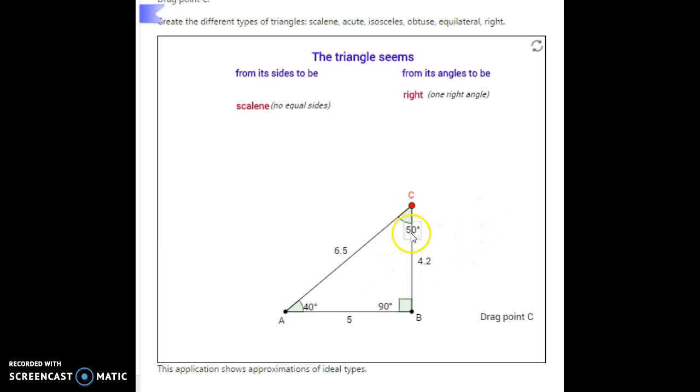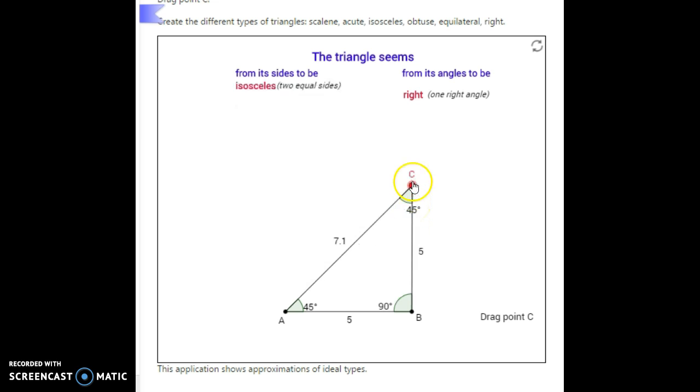Here's just 50, 40, 90. 50 plus 40 equals 90, 90 plus 90 equals 180. It's a triangle. So this special triangle right here is a right angle triangle. You can tell because it has one right angle. See right here it says one right angle, and this is the right angle. A 90-degree angle is a right angle. So the sides don't really matter if it's a right angle. This is how you can tell.